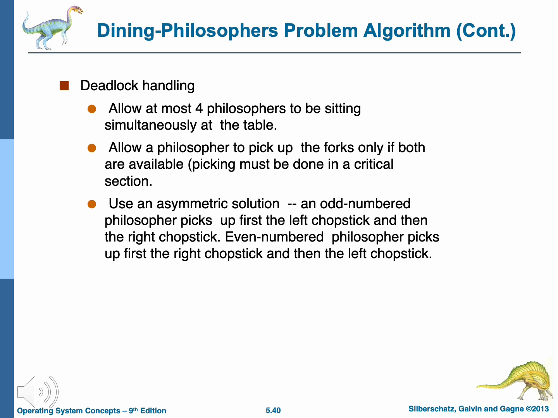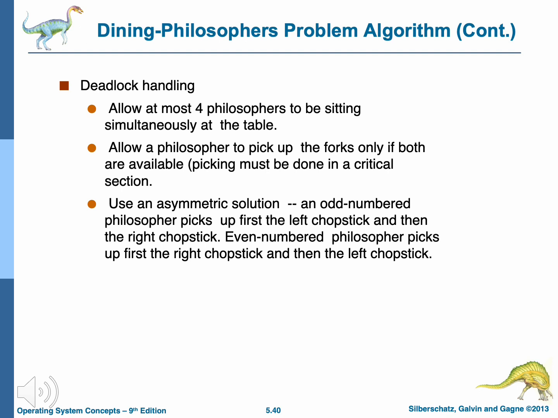Several possible remedies to the deadlock problem are as follows. Allow at most 4 philosophers to be sitting simultaneously at the table. Allow a philosopher to pick up her chopsticks only if both chopsticks are available. To do this, she must pick them up in a critical section. Use an asymmetric solution, that is, an odd-numbered philosopher picks up first her left chopstick and then her right chopstick, whereas an even-numbered philosopher picks up her right chopstick and then her left chopstick.